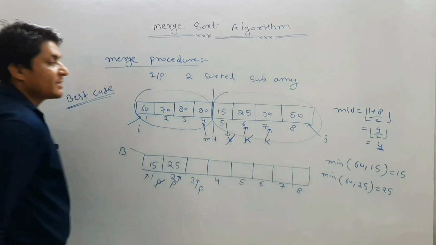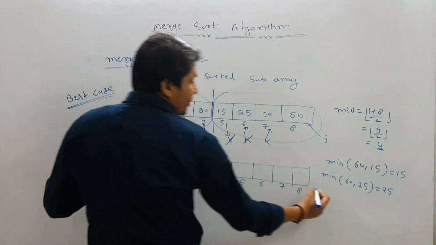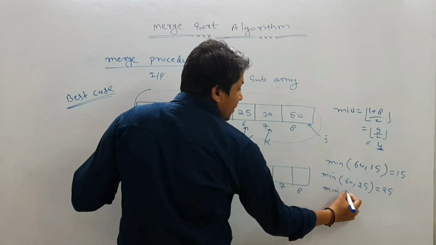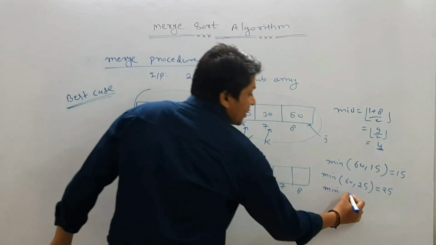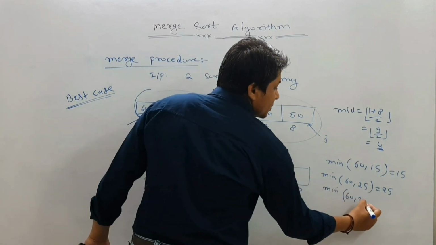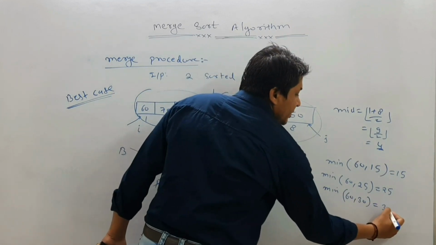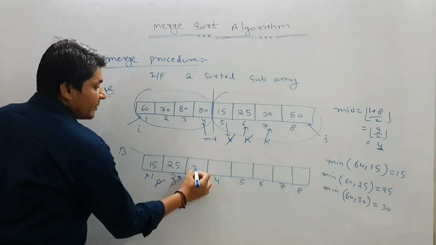Now k is pointing to index number 7. Then again we are going to compare a of i and a of k. A of i is 60, and a of k is 30. So this is the number of comparisons. Which one is minimum? 30 is minimum again, so 30 will be copied here.